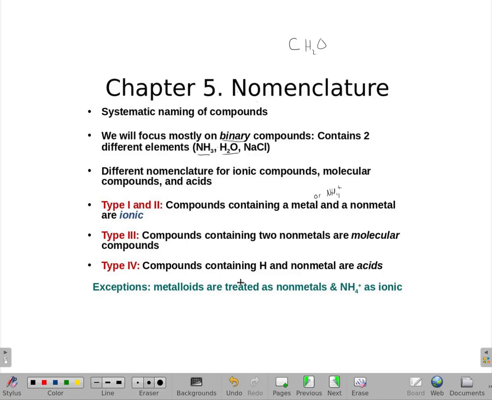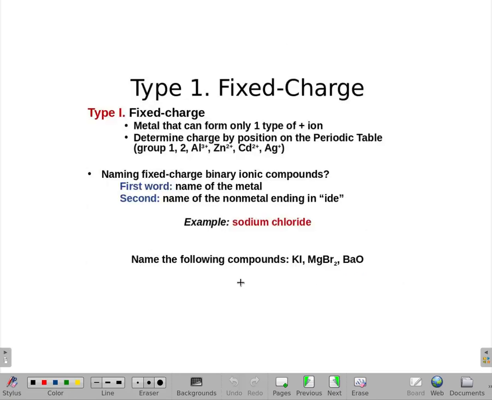So most of our work here is going to be spent on type 1 and type 2 because those are the more complex of our nomenclature. Ionic compounds in general are harder to do than the molecular compounds. All right, so let's work on type 1. The first type of ionic compounds are much easier to name than type 2 ones, but for type 1, there's a limited number of metals that fit into type 1.